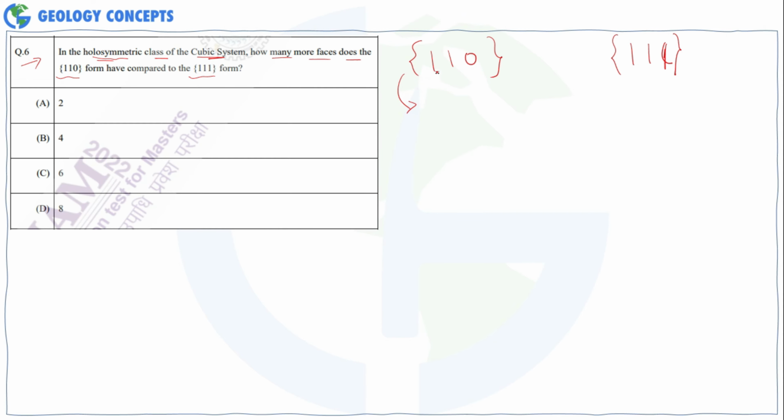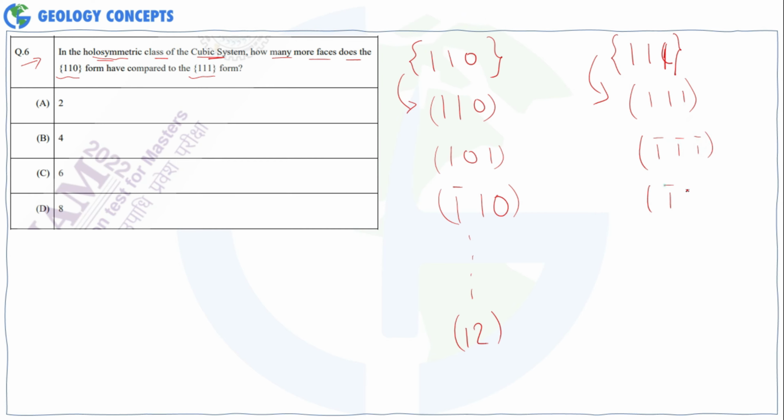To give you a few, I can have 110 plane, I can also have 101 plane, or I can have 1 bar 0, so forth and so on. So I will have such 12 planes. You can try all the possible scenarios yourself, and similarly in this case I will have 8 such combinations, and so forth and so on. So I can clearly see that the number of faces in this particular family of planes are 4 more than this one. So the correct answer here will be option B, which is 4.